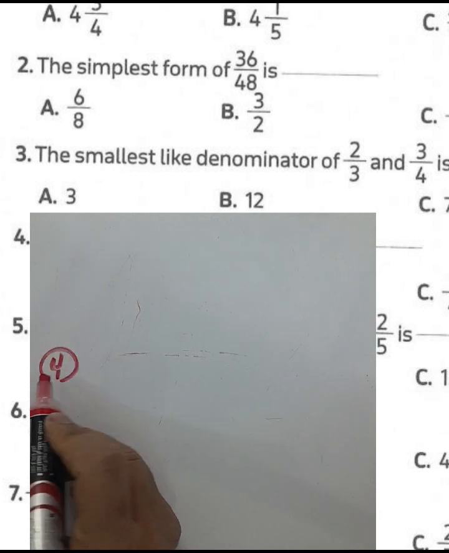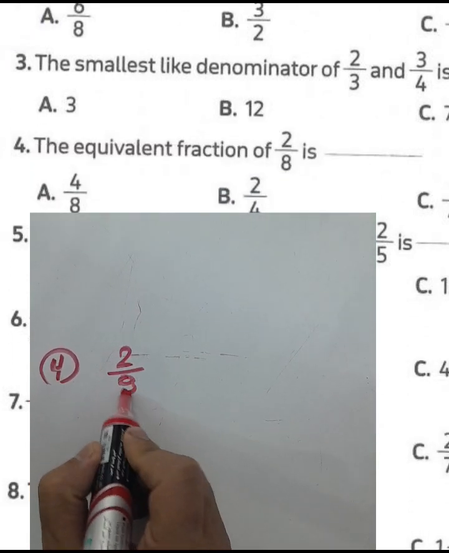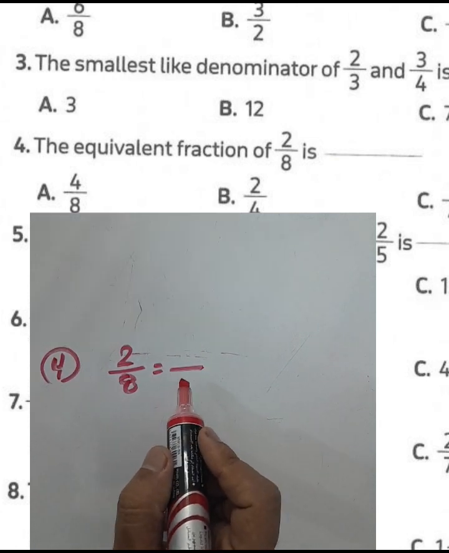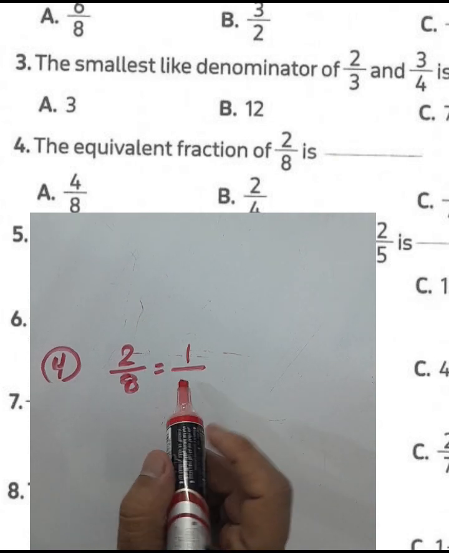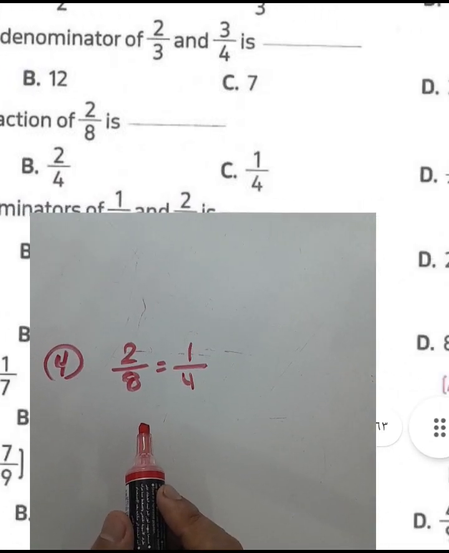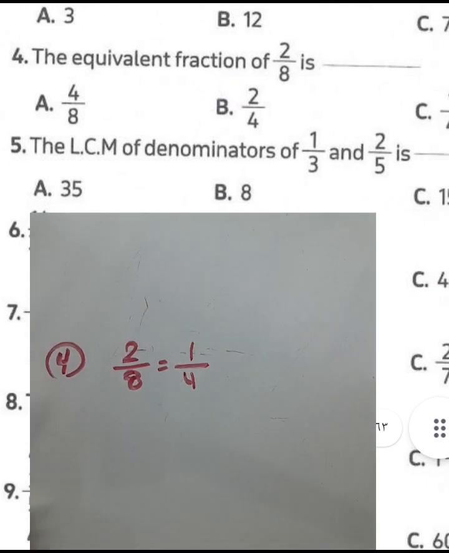Question number 4. The equivalent of the fraction 2 over 8: you can simplify it by dividing the numerator and denominator by 2. 2 divided by 2 equals 1 and 8 divided by 2 equals 4. And the result will be 1 over 4. Question number 5.